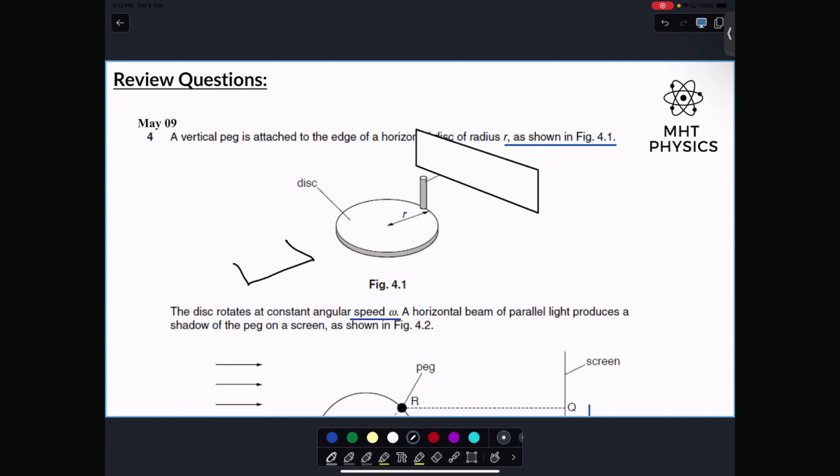This is my light source, by the way. Okay, so the light source is on this side. So light is coming from here. As the light goes and falls onto this, right? This will form a shadow somewhere, right?